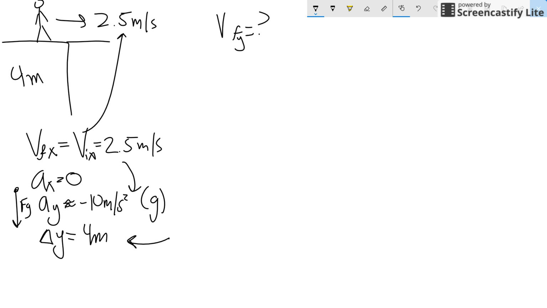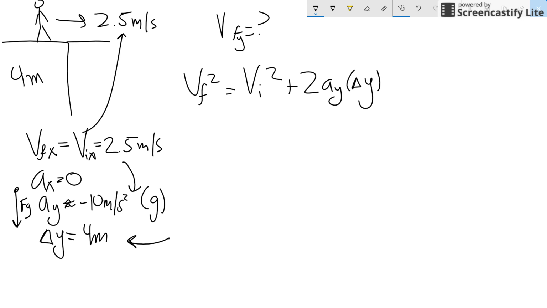I'm going to use the formula velocity final squared equal to velocity initial squared plus 2 acceleration in the y delta y. You may have seen this on your formula sheet as plus 2a delta x, but because this is in the y direction, that's why I want to specify y direction with all of them. Okay? Cool. Let's go ahead and plug in some numbers.